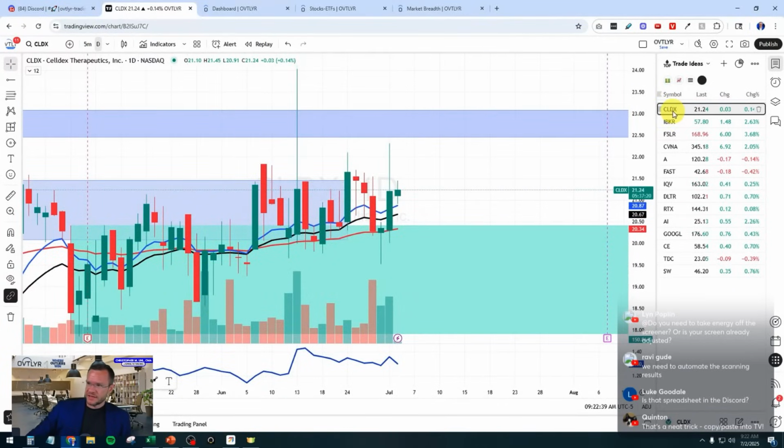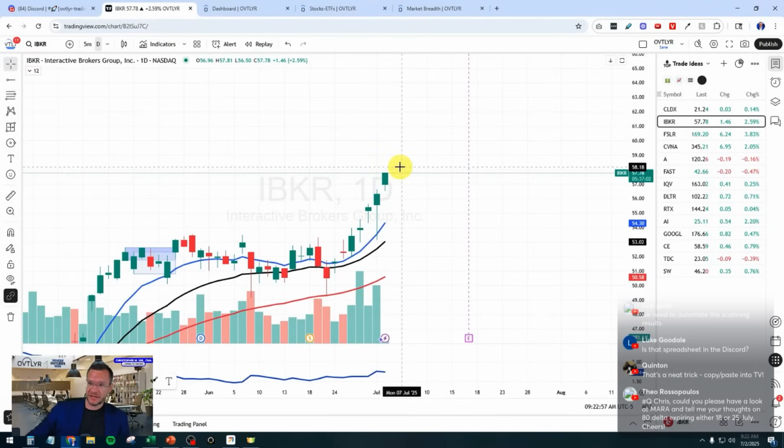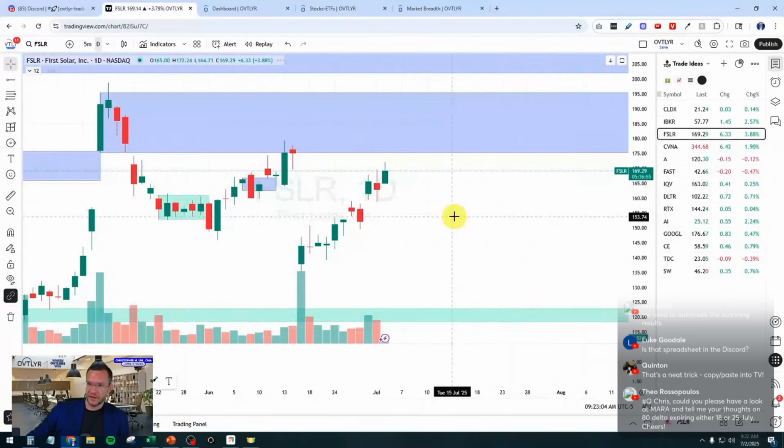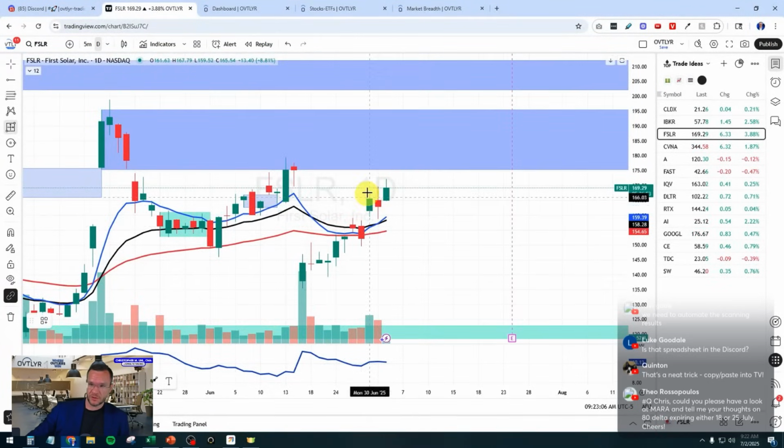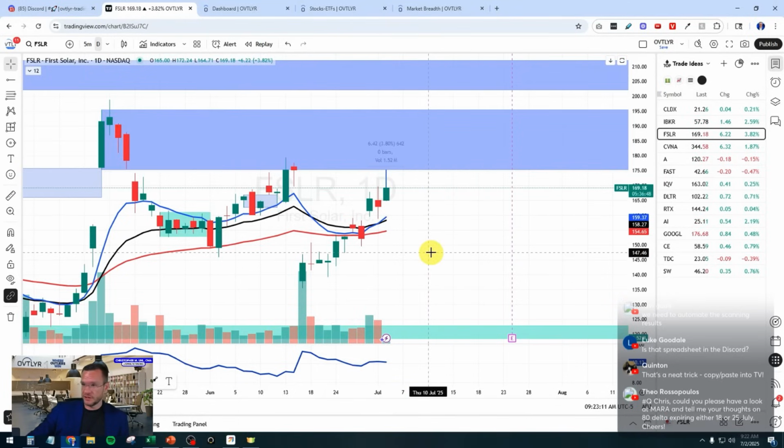Here, looking at CLDX, it's not below the prior day's low. It's above the 10 EMA. What I want to measure is this: how far away is it from an order block? It's 5%. So that one actually looks good. My limit is 2%. Interactive Brokers, one that I looked at yesterday. I didn't take any new trades today, unfortunately, but that would have been a great one so far. Interactive Brokers looks brilliant. First Solar, this is too close to this order block. Oh, it's actually 3.8%. You've got some room there.